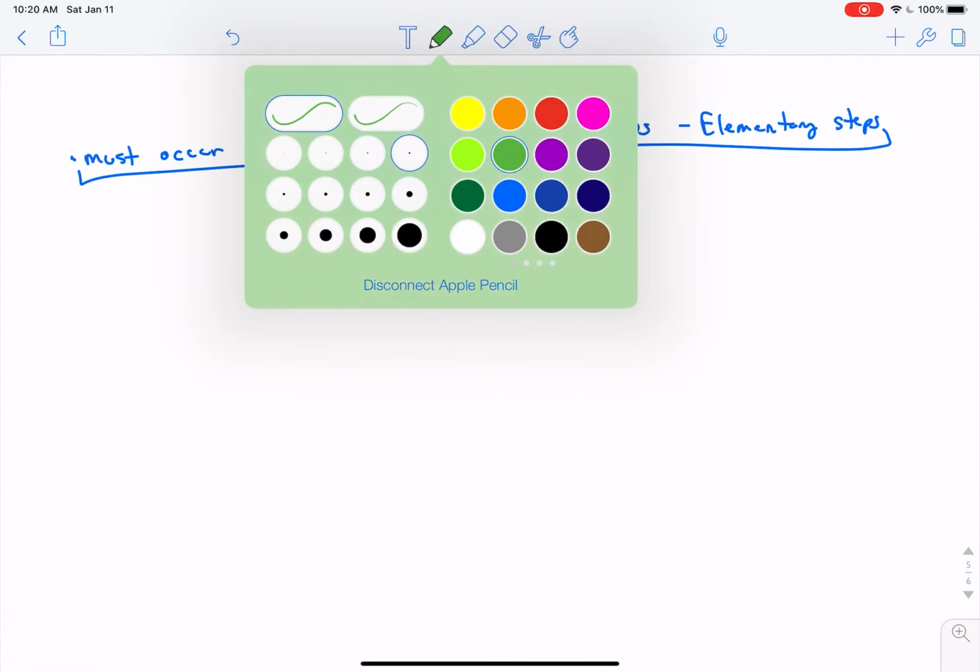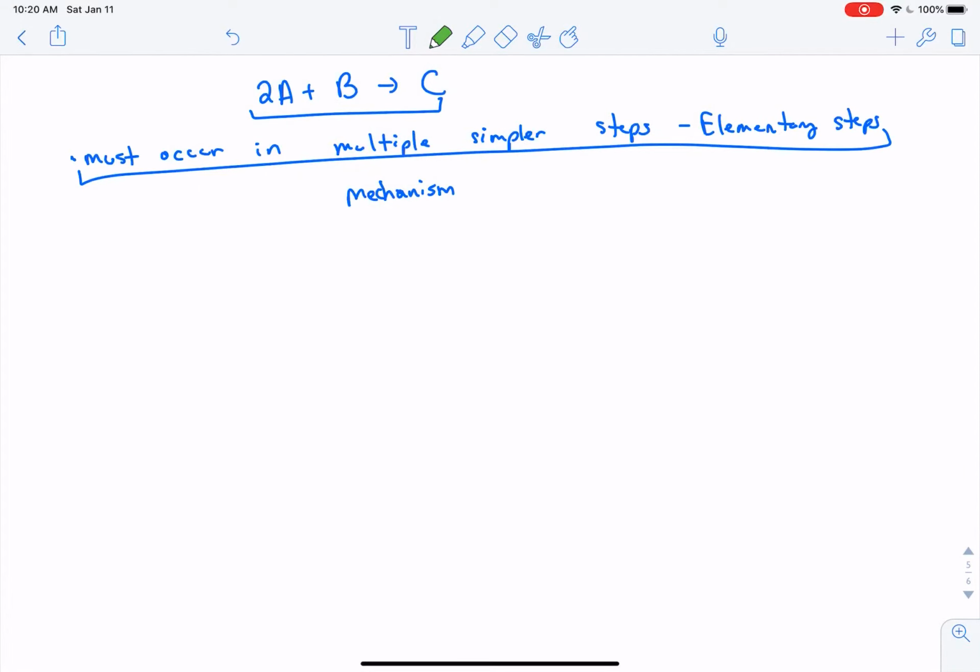let's say that a reaction here, 2A plus B yields C, could be broken down into a multitude of different steps here. Maybe your 2A particles collide together to form D, and then D collides with B to form C.